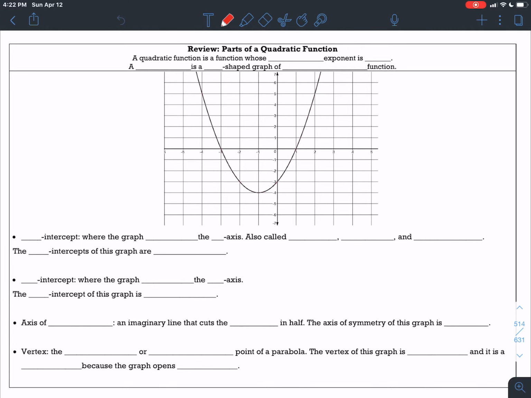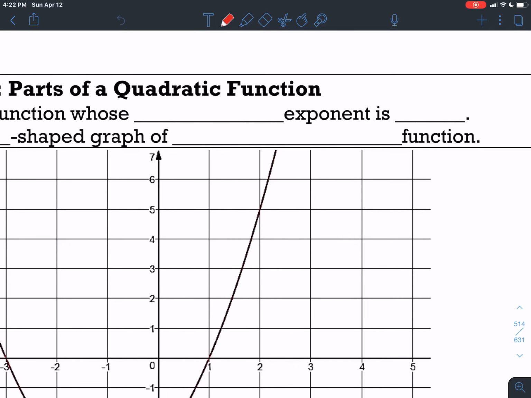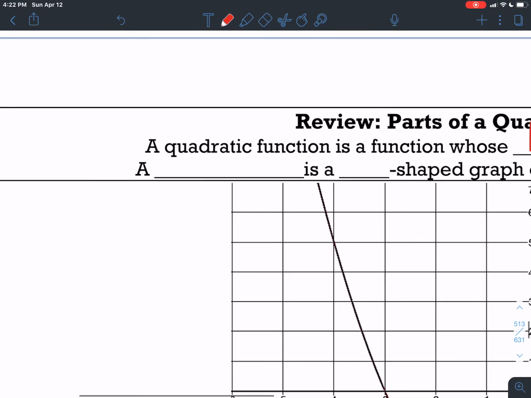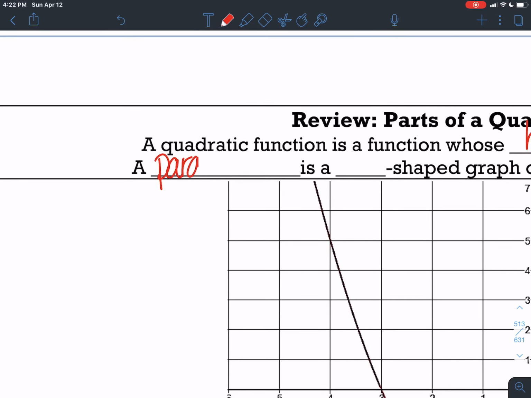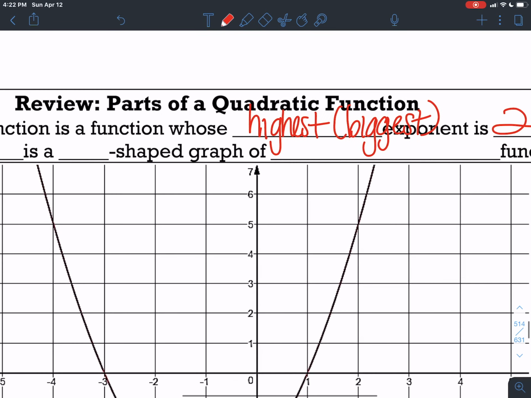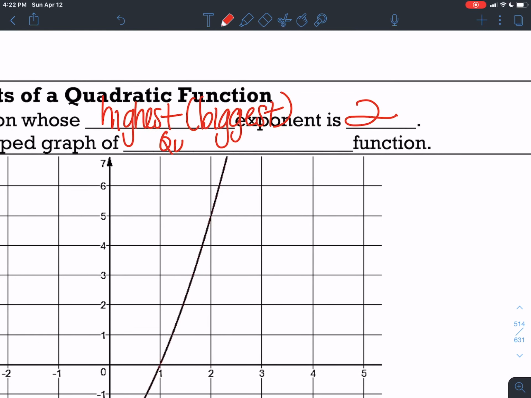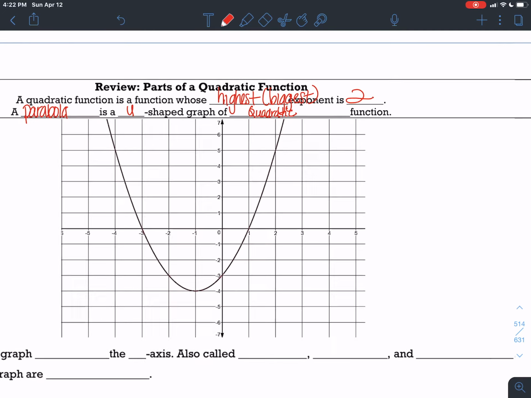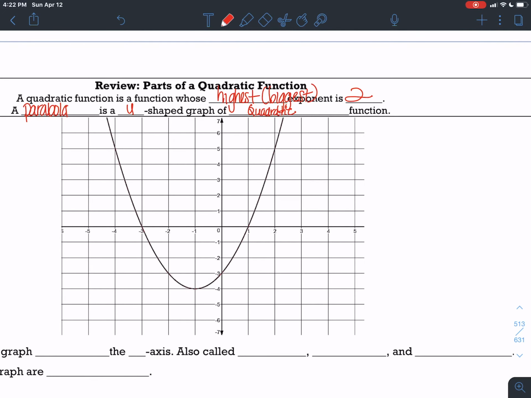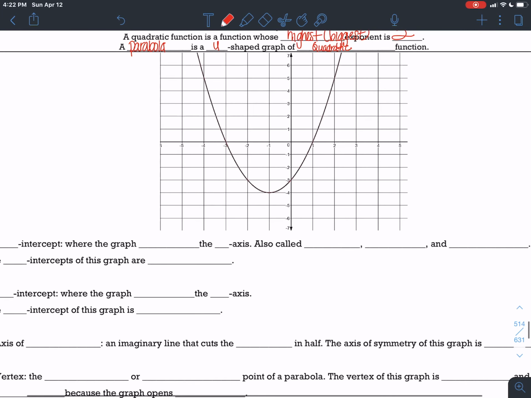Parts of a quadratic function. A quadratic function is a function whose highest, maybe even called biggest, exponent is 2. A parabola is a U-shaped graph of a quadratic. So whenever we graph these, they're going to look like U's. Let's go through a couple of different parts of the graph.